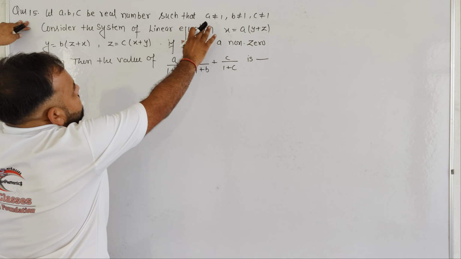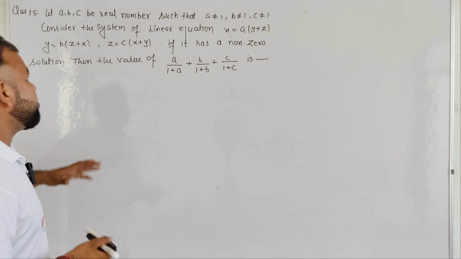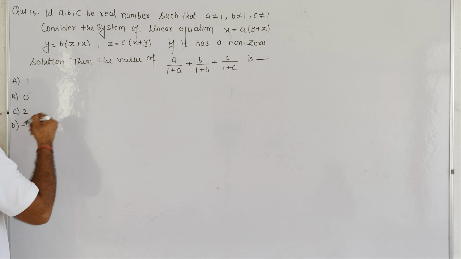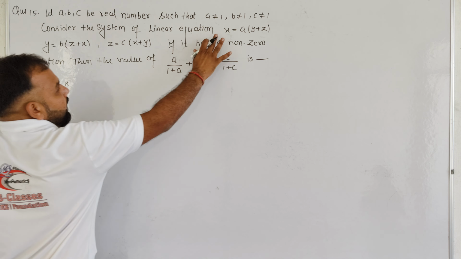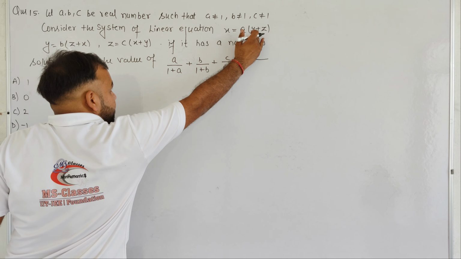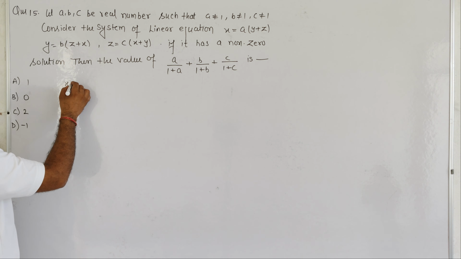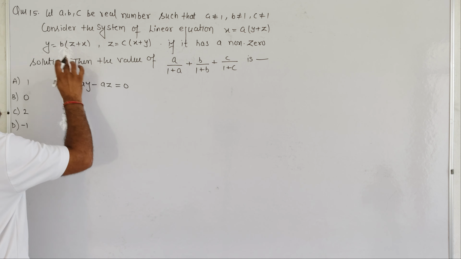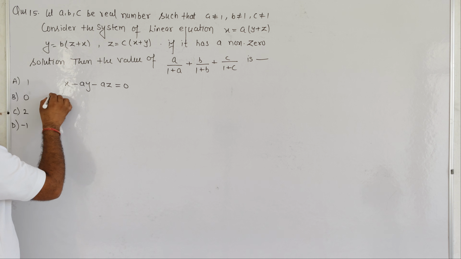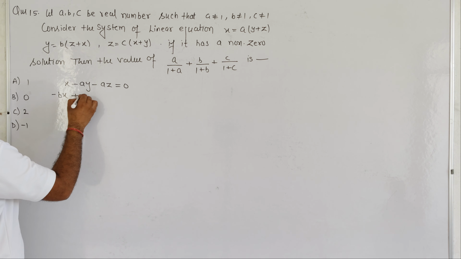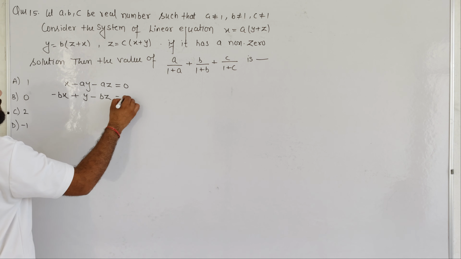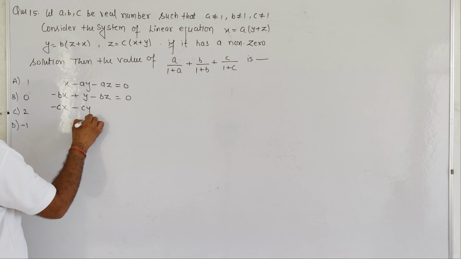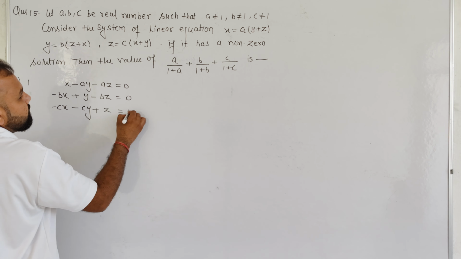Let a, b, c be real numbers such that a not equal to 1, b not equal to 1, c not equal to 1. Consider the system of linear equations. Student, we can easily write it by taking the whole right-hand side to the left-hand side, so it will become x minus ay minus az equals 0, minus bx plus y minus bz equals 0, and minus cx minus cy plus z equals 0.